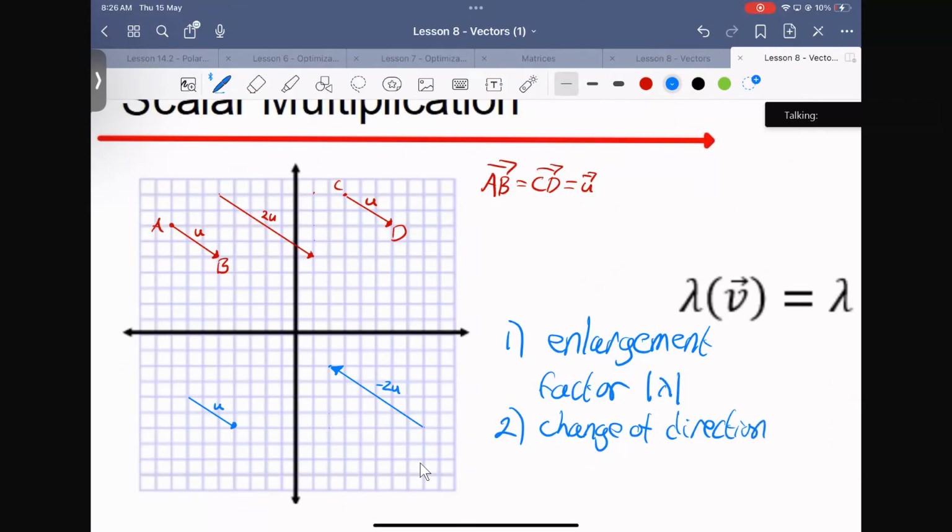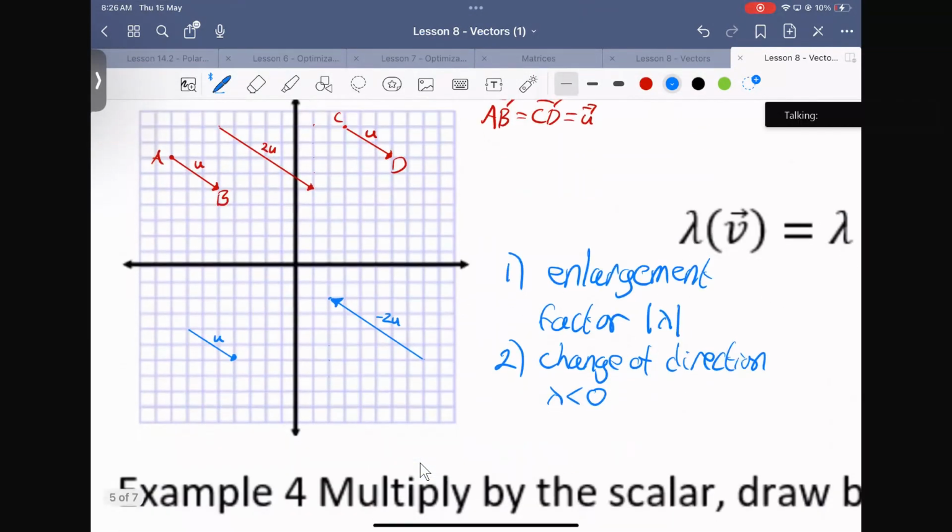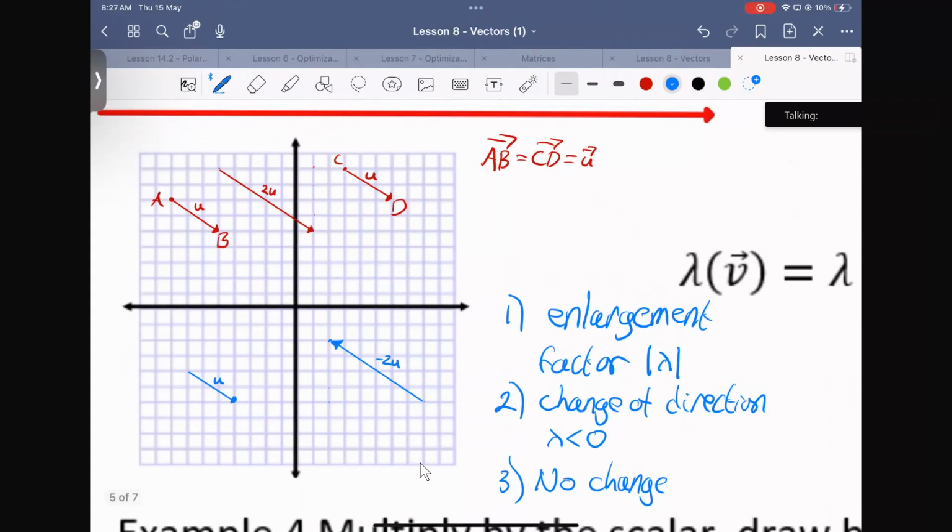We get a 180 degree reflection or rotation, a change of direction, when lambda is less than 0, when it's negative. And 3, the important one, is no change in direction. Well, not direction. Any two vectors, if you multiply a vector by a scalar, it will still be parallel to the original vector.